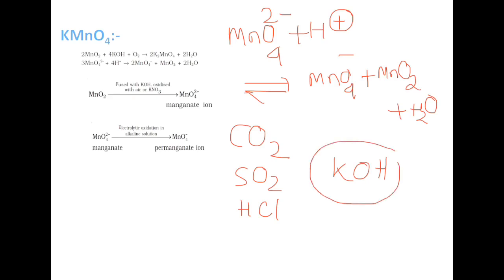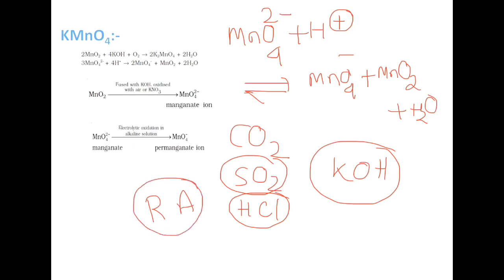If you use KOH, the reaction will proceed in the backward direction, meaning the formation of permanganate will be less. But if we use sulfur dioxide or HCl, the nature is acidic, but these two are reducing agents. As they are reducing agents, they further combine with the permanganate, which acts as an oxidizing agent. So they will consume permanganate, the reaction proceeds in the forward direction, and the yield of permanganate will be less.